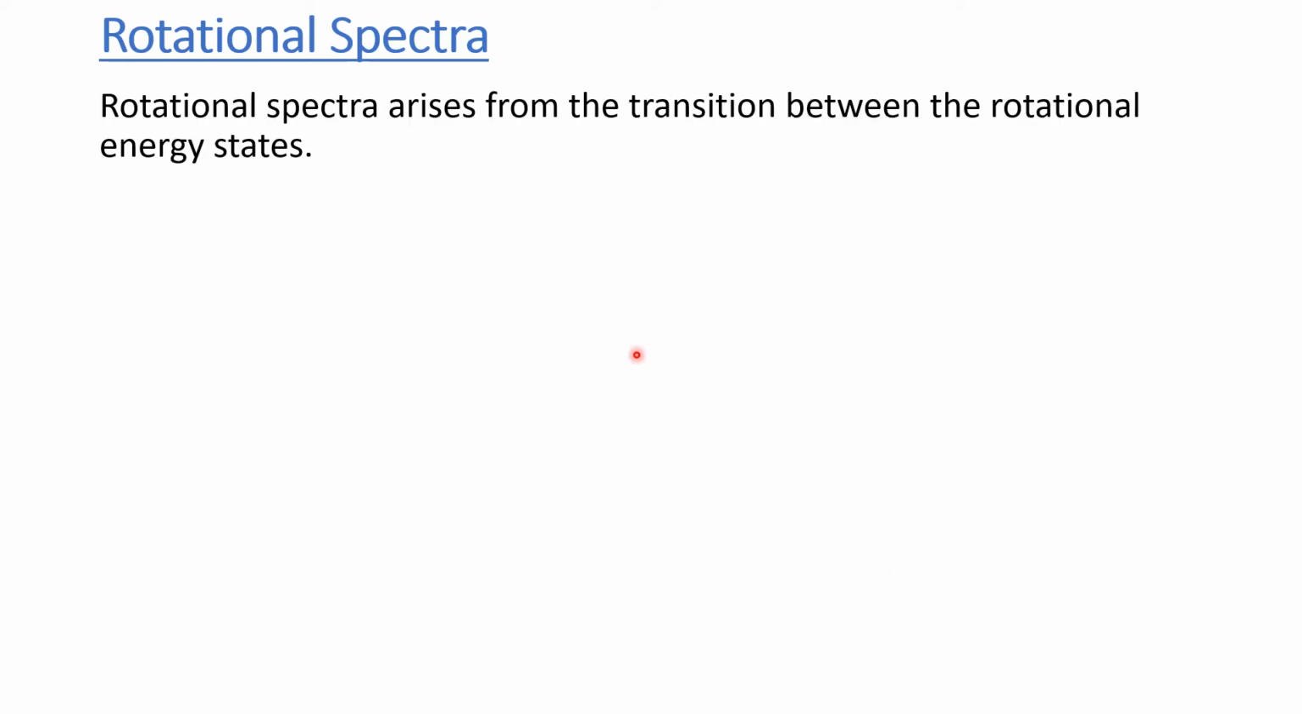So we have discussed all the rotational energy levels of the diatomic molecule, polyatomic molecule, linear and nonlinear molecule, symmetric and asymmetric molecule. So now we are in position to discuss the rotational spectra. You have to keep in mind that the rotational spectra arises from the transition between the rotational energy states.